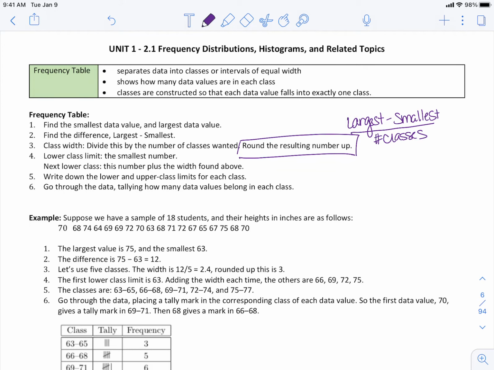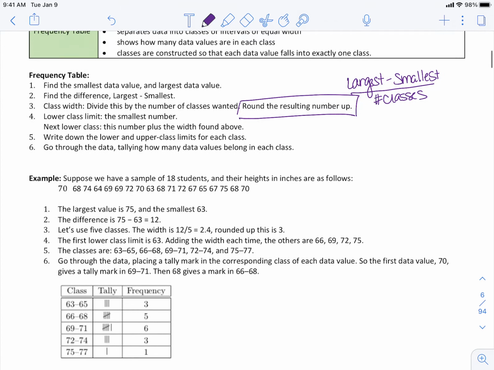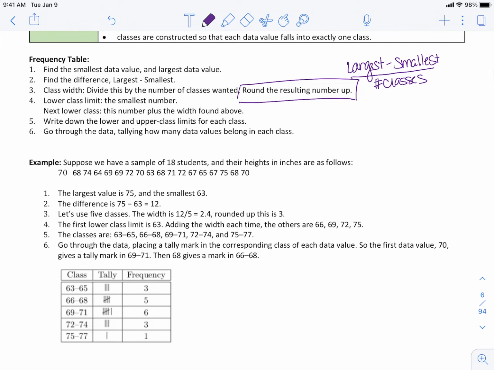So suppose we have a sample of 18 students and their heights in inches are as follows. We can see our largest value is 75. The smallest is 63. So if we take the difference, 75 minus 63, and then it says we want to use 5 classes. So I'm going to divide by 5. That gives us 2.4, which we need to round up to 3.